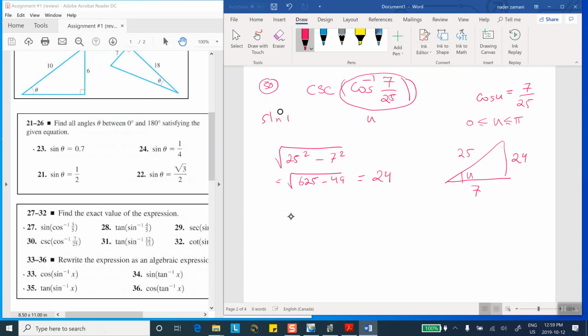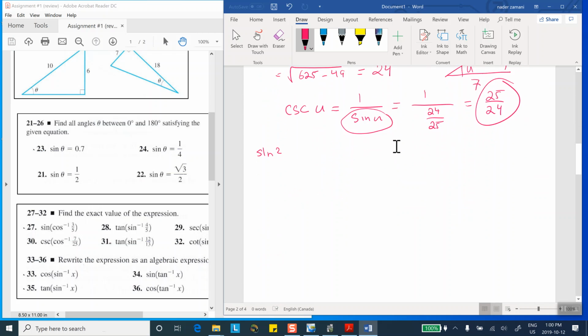So we want the cosecant of u, which is 1 over sine of u. Sine of u is the opposite, 24, over the hypotenuse, 25, so this is 25 over 24. We don't have to worry about any algebraic signs because if u is between 0 and pi, sine of u is positive. Whatever we write here must be a positive number. So this is solution 1.